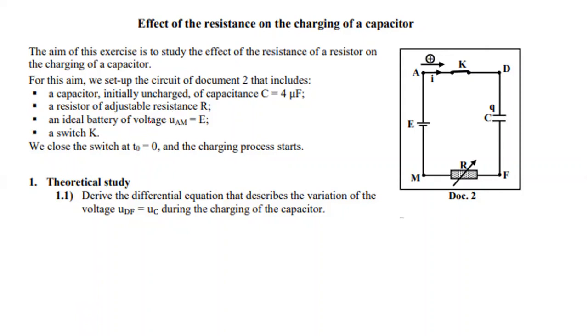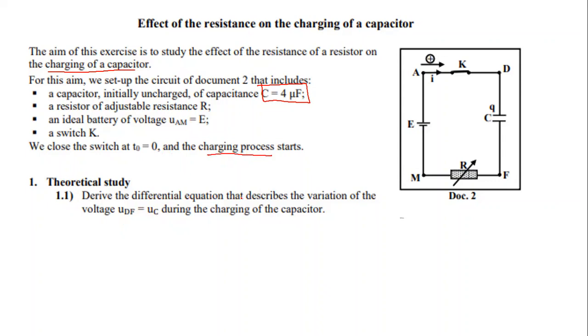2018, exercise number 2. The aim of this exercise is to study the effect of the resistance of a resistor on the charging of a capacitor. So we're working on charging. We have a capacitor of capacitance C equal 4 microfarads, a resistor of resistance R, a battery of voltage UAM equal to E, and a switch. We close the switch at t0 equals 0, and the charging process starts.